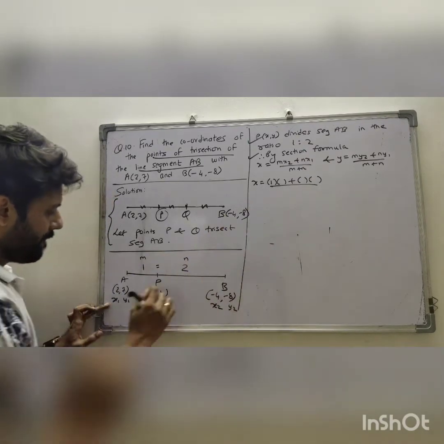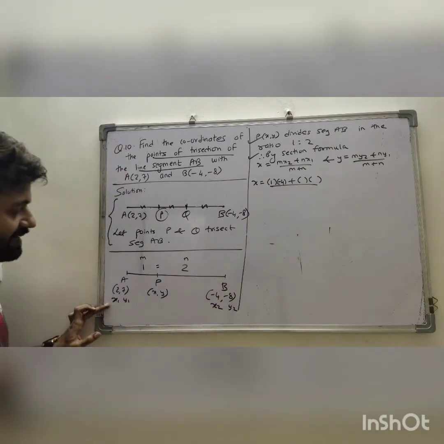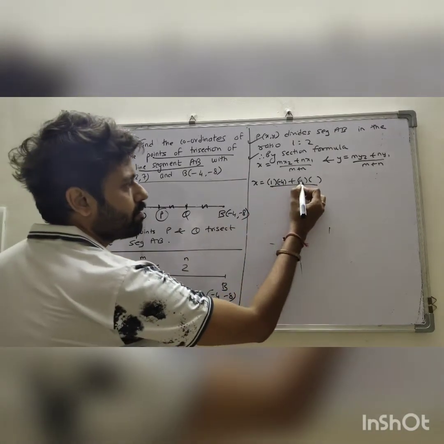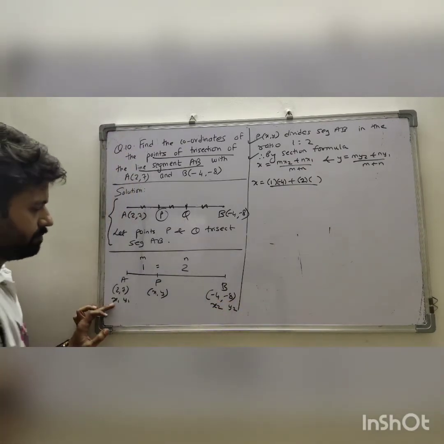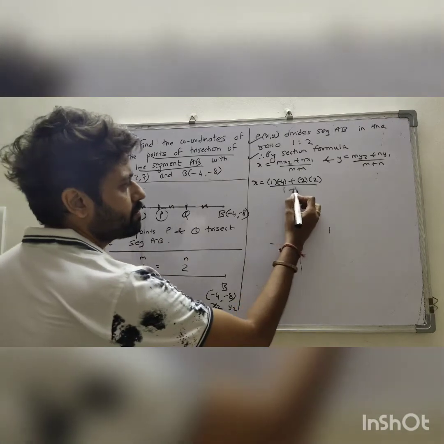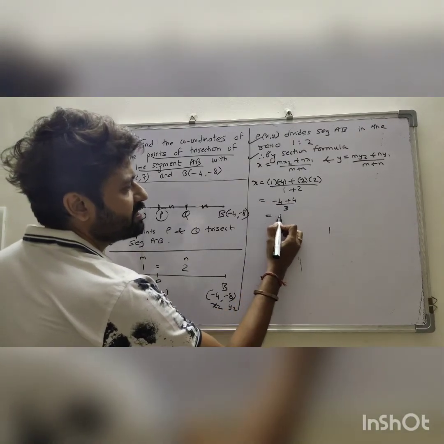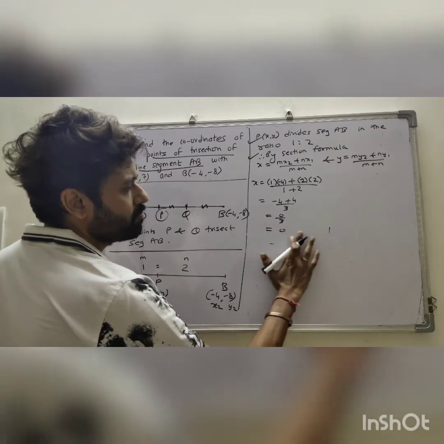x2 plus n x1 upon m plus n. Minus 4 plus 4 upon 3, 0 upon 3, that is 0.